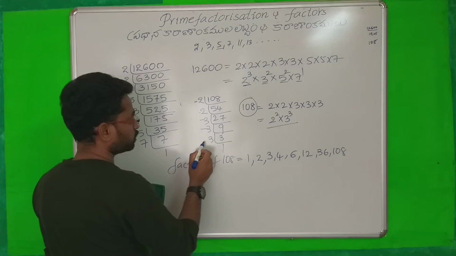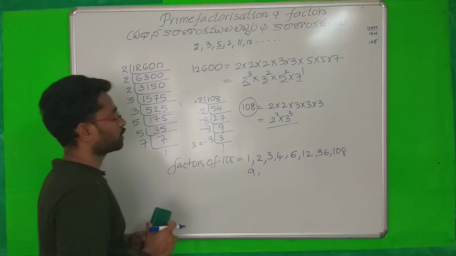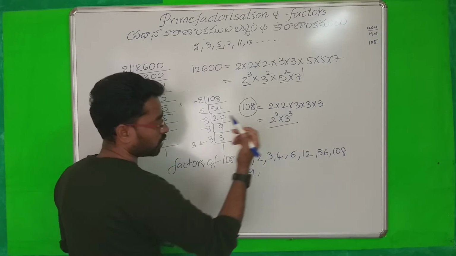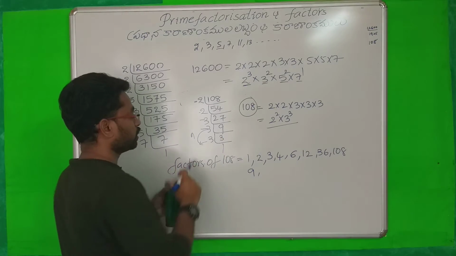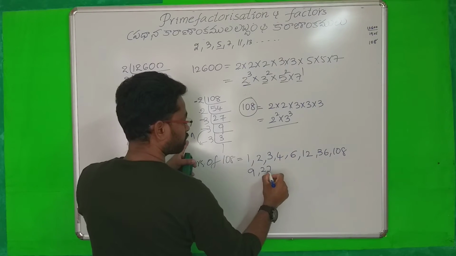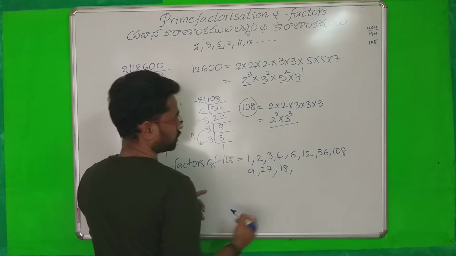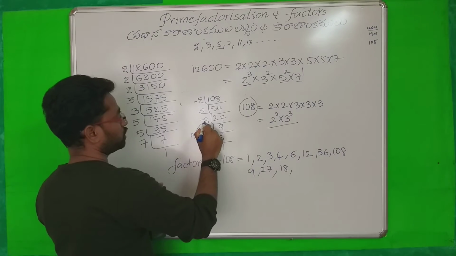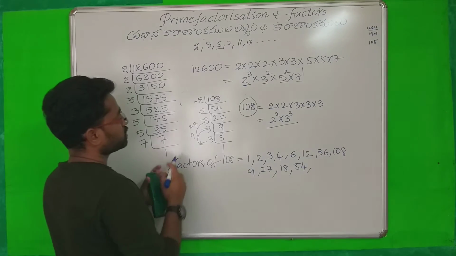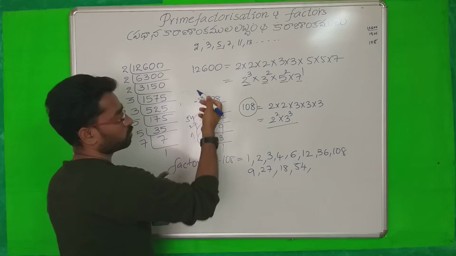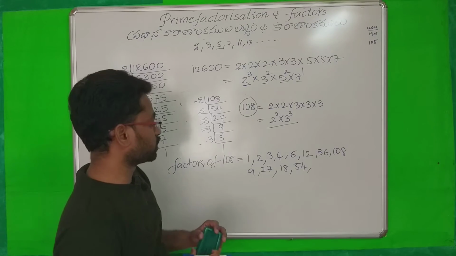Upwards finished, now downwards. 3 threes are 9. Next, 3 twos are 6, already we have taken. Now 3 threes are 9, that pair I have taken. So 9 threes are 27. 9 twos are 18, so we didn't write. Okay, finished. Next, 9 threes are 27, 27 twos are 54. Again the same process: 54 twos are 108. Upwards and downwards both finished.